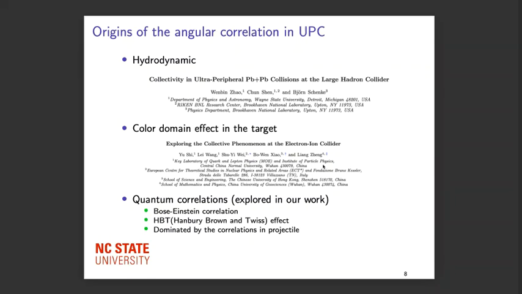Now, here I want to focus on the discussion of quantum correlations inside the projectile. There are two types of correlations in the projectile. The first one is Bose-Einstein correlation, because gluons are bosons. The second one is the HBT effect, which is due to the source of the emission not being a point particle, but an extended source, so we will have fluctuations.